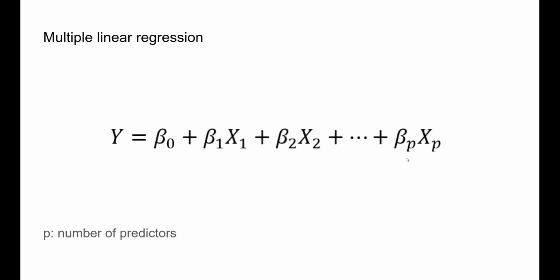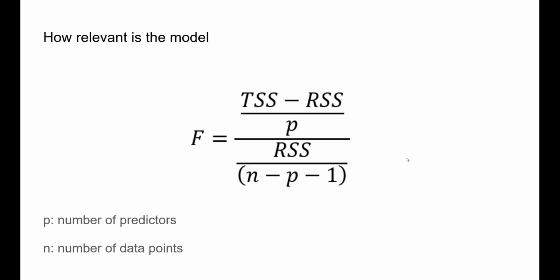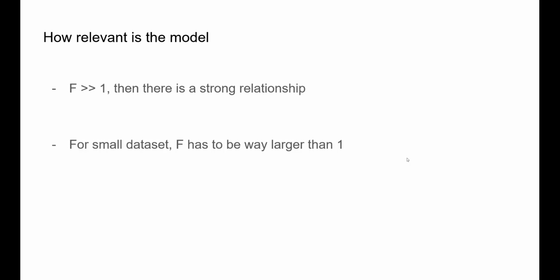From here, multiple linear regression is easy to understand, as we simply extend the model to accommodate more features. Each feature has its own parameter, beta, and here p is the number of predictors. To assess the model, we use the F statistic. Here, p is the number of predictors and n is the number of data points. Usually, if F is much greater than 1, we say that there is a strong relationship between our predictors and the target. For a small data set of, say, a couple hundred data points, the F statistic has to be way larger than 1.